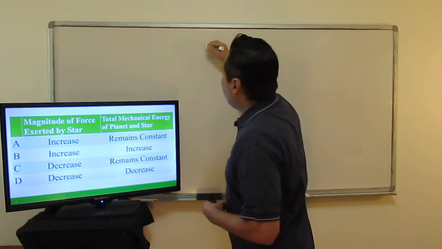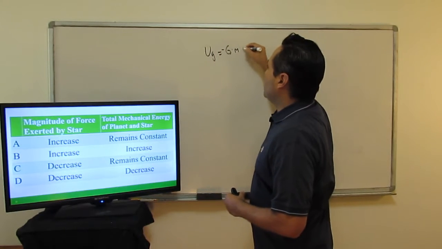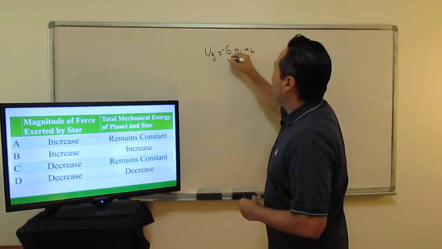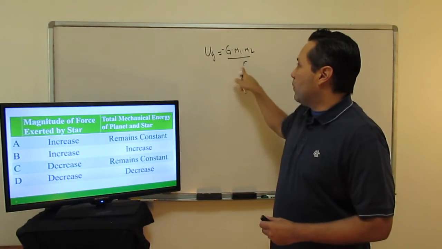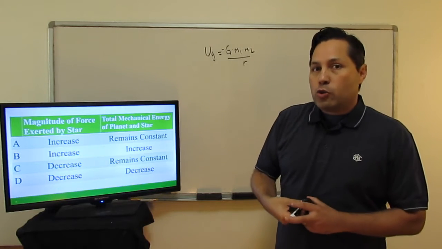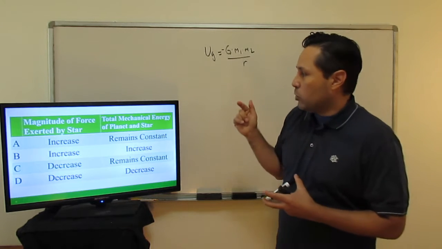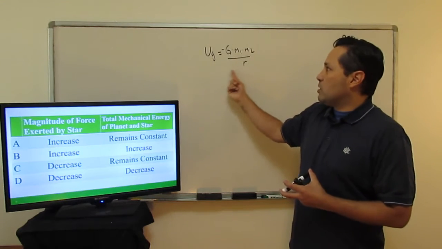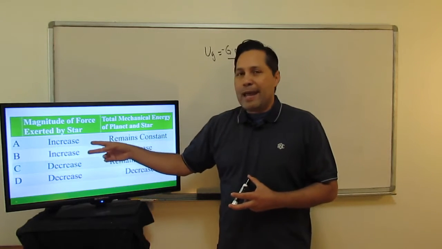Well, if you look at the formula for potential energy at a distance, you're going to see the following. The radius is in the denominator, so it is inversely proportional to the gravitational potential energy. So as the radius decreases, because the planet and the star are getting closer to each other, the gravitational potential energy will increase. So we've narrowed down to either A or B.